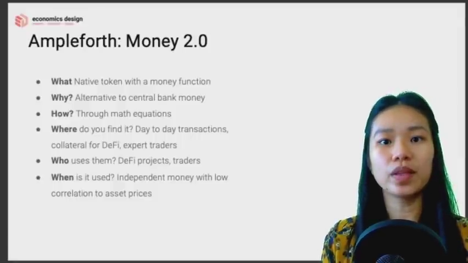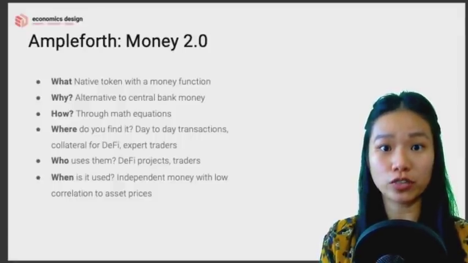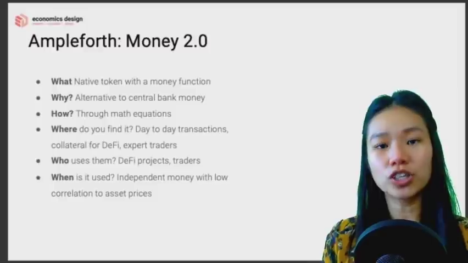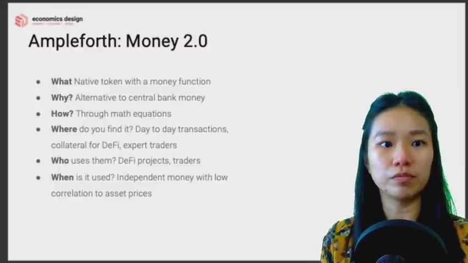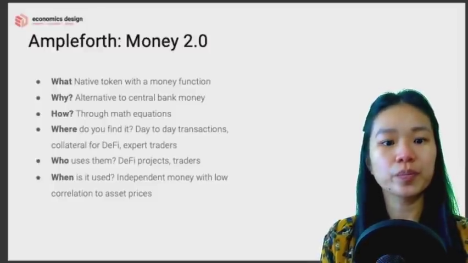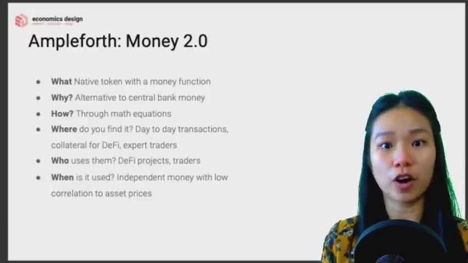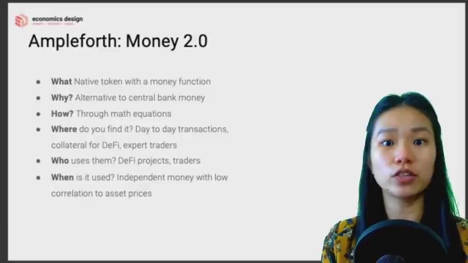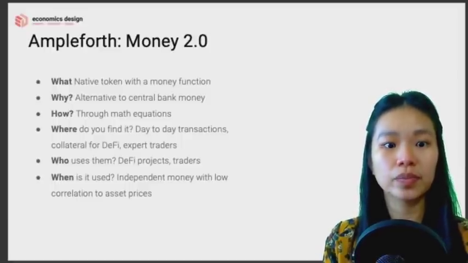Who uses them? Currently, we have DeFi projects using them and traders who are trading. And when is it used? Ideally, the long-term goal or objective of Ampleforth is for it to be a new form of currency, a new digital global currency where people will be using it to trade on a day-to-day basis.